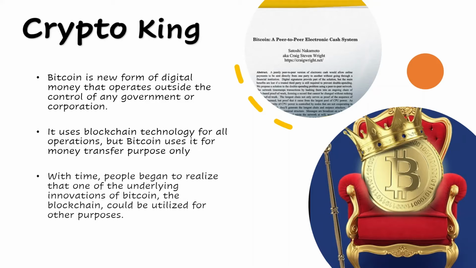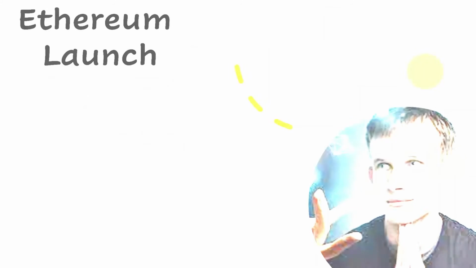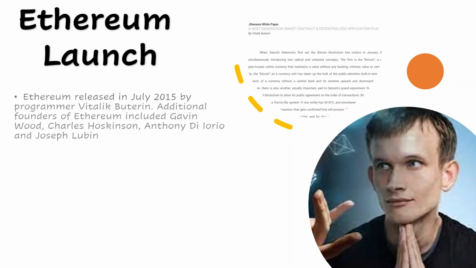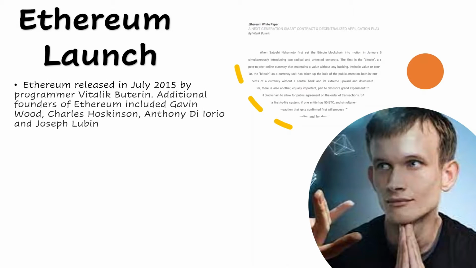So with time, people started realizing that the underlying technology or innovation used by Bitcoin, which is blockchain, could be utilized for many other purposes. This realization of the potential of the blockchain led to the Ethereum launch. So in July 2015, a programmer known as Vitalik Buterin and his team, which included Gavin Wood, Charles Hoskinson, Anthony Di Iorio, and Joseph Lubin, launched Ethereum.